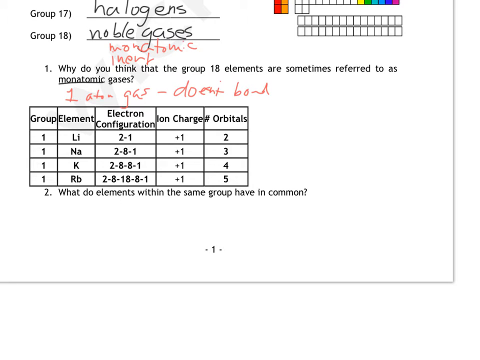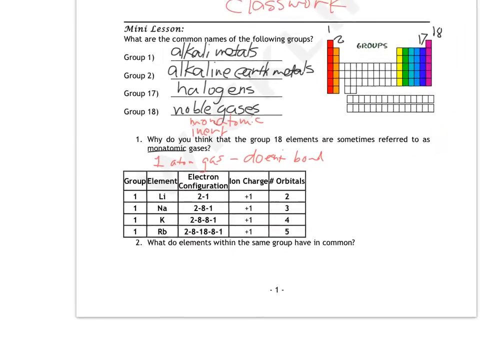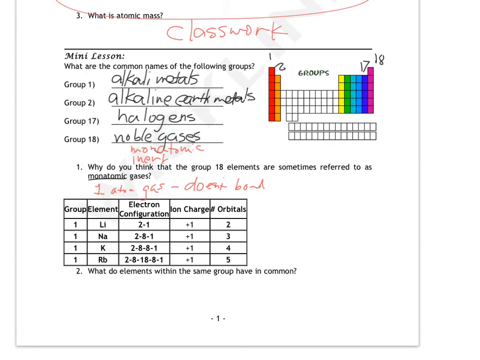All right, number 2, what do elements within the same group have in common? So I chose elements here that are all in the same group. I chose lithium, sodium, potassium, and rubidium, I believe. So I'm just choosing these 4 elements. And the question is, what do they have in common?